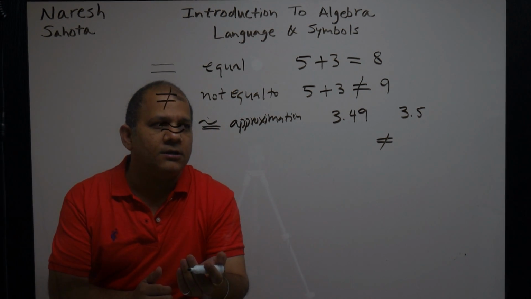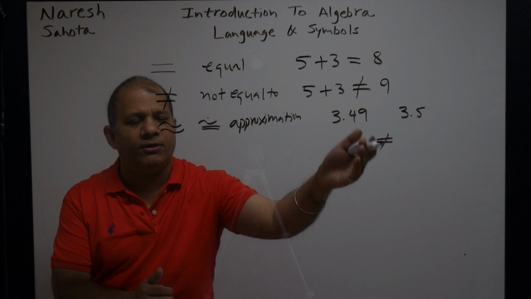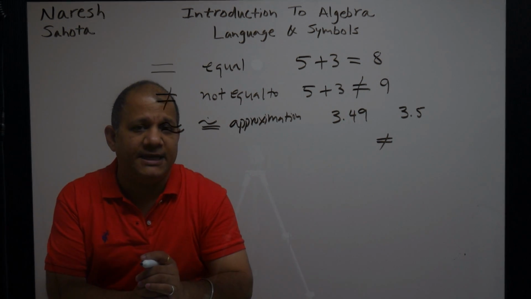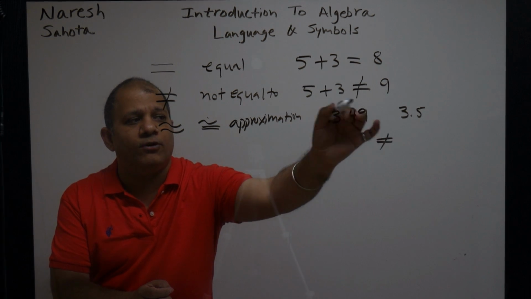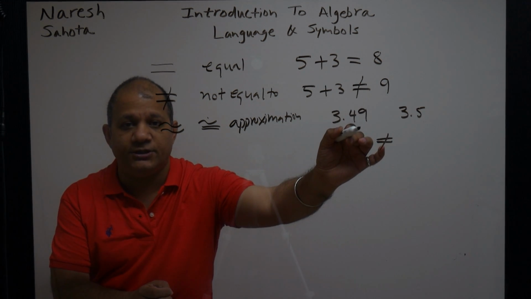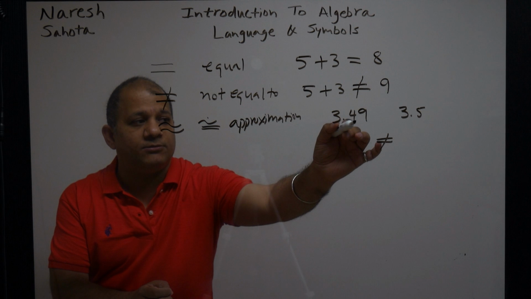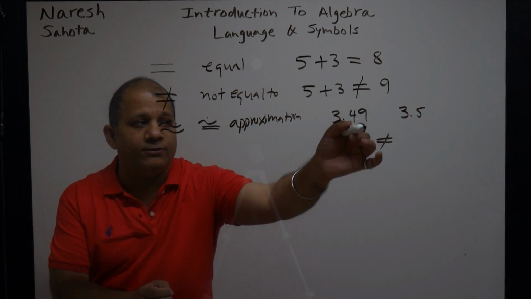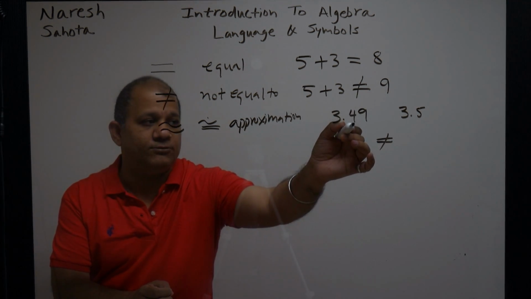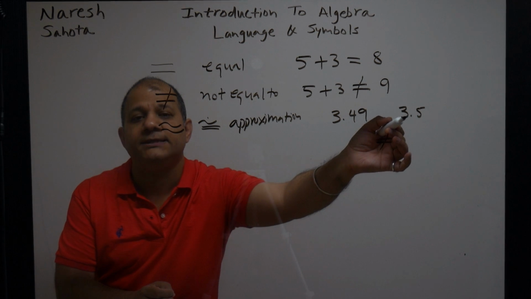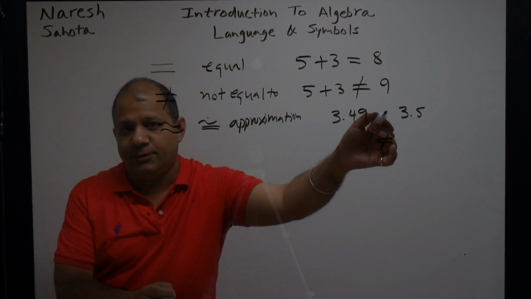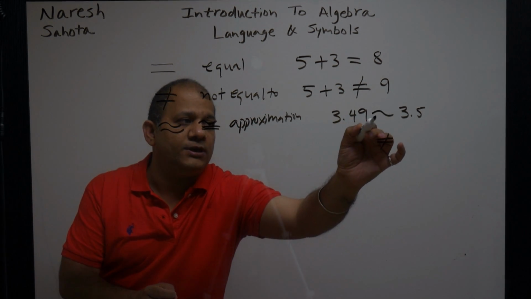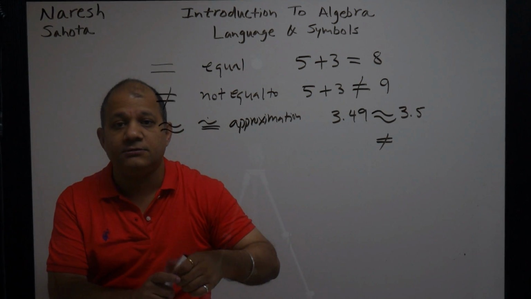But on a second look, 3.49 and 3.5 are approximately the same. They're pretty close to each other. If I was to round 3.49 to one decimal place, then this would round to 3.5, in which case it would be the same as what we have on the right side. So 3.49 is approximately the same as 3.5, and this is where we can use the approximation symbol.